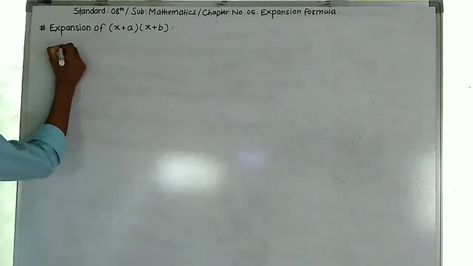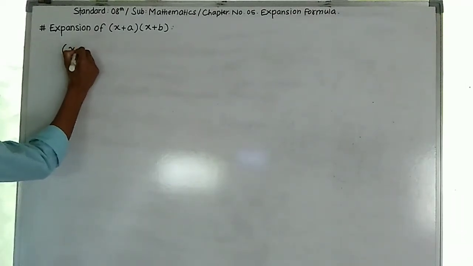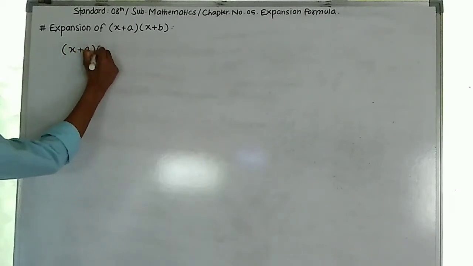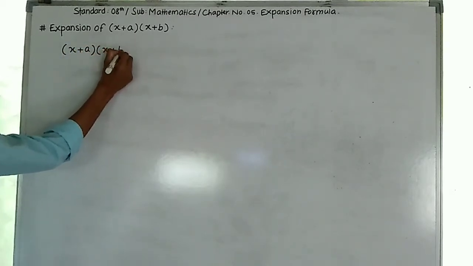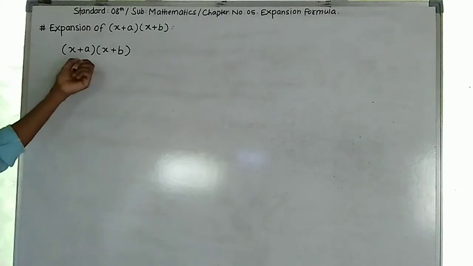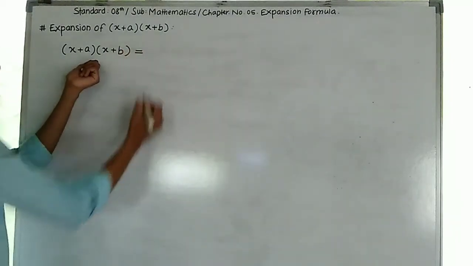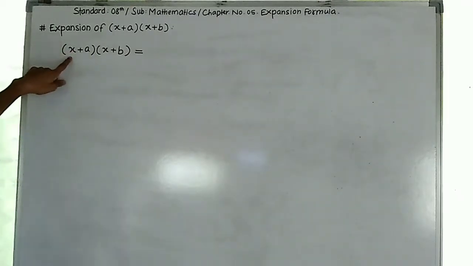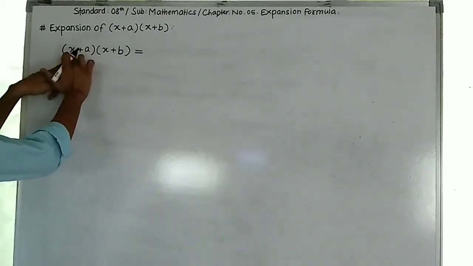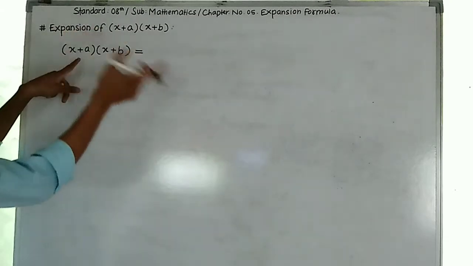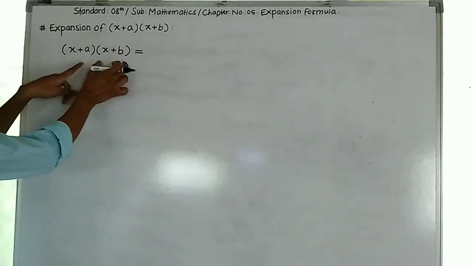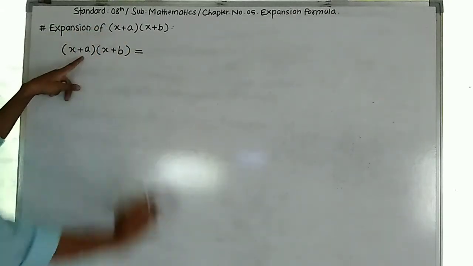We know (x + a) and (x + b). These two terms are multiplied over here. So what we are going to do, we will multiply the second bracket with the first term, then we will multiply the second bracket with the second term of the first bracket.